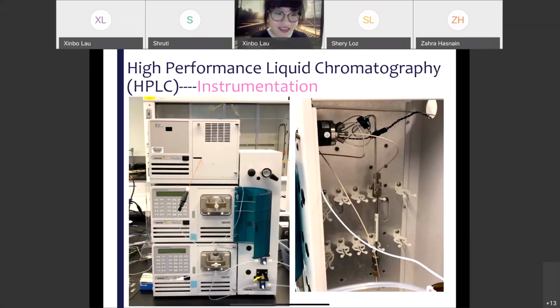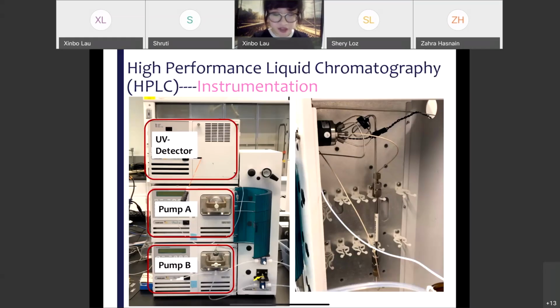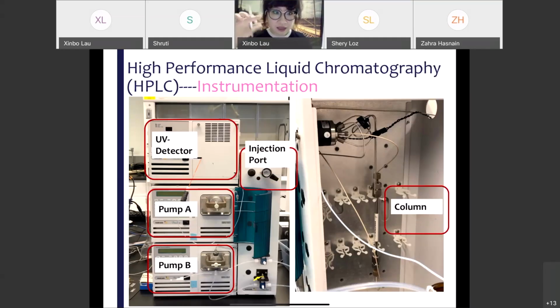This is exactly what we have in the lab setting. I took the picture from our lab. You will have two pumps, pump A and pump B. On the top is the UV detector, that's the detector we use. Then you have this injection port. On the right side, that's the column I was mentioning earlier.